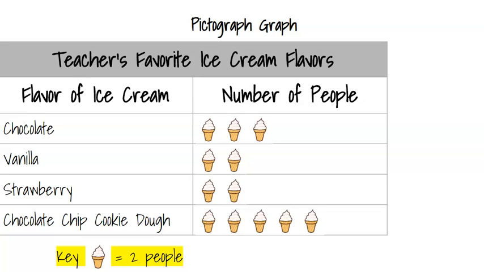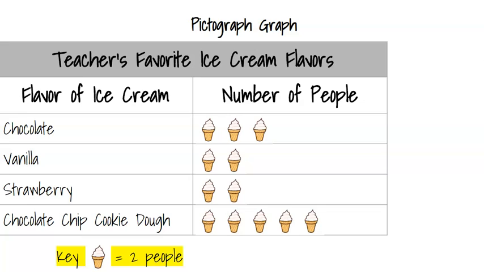So I'm going to ask you now a couple of questions based off of this pictograph that you see. First of all, what flavor of ice cream did most people like? That would be chocolate chip cookie dough. Nice job. What 2 flavors did the least amount of people like? Vanilla and strawberry, because they only had 2 ice cream cones each, or 4 people each.